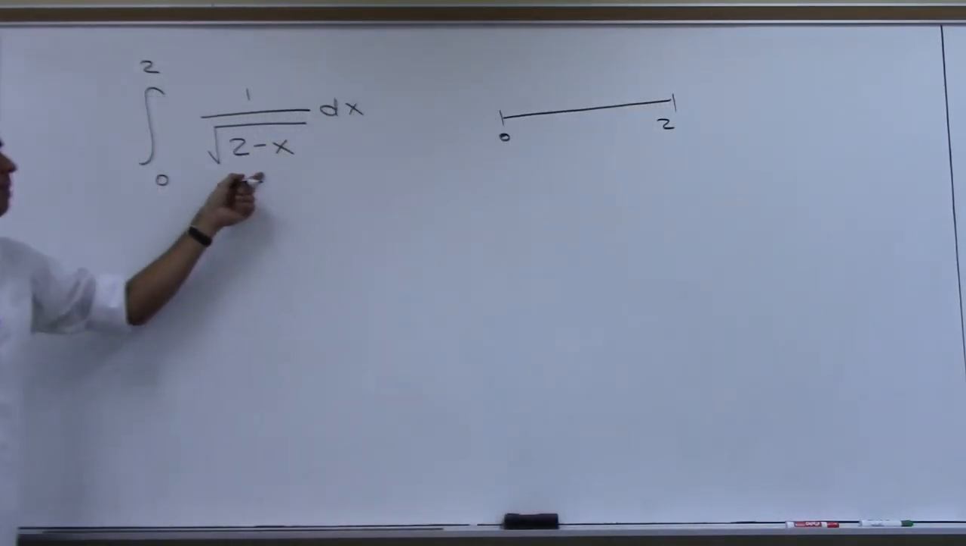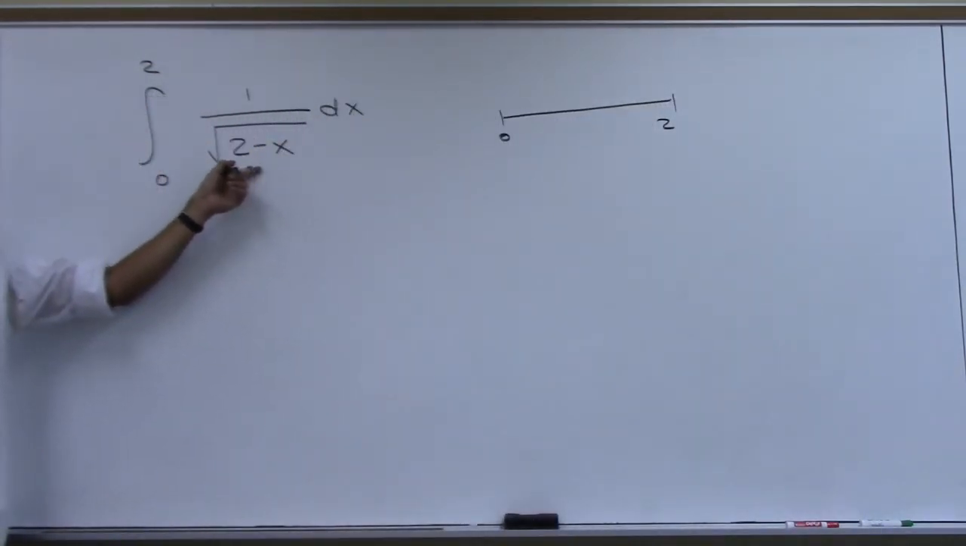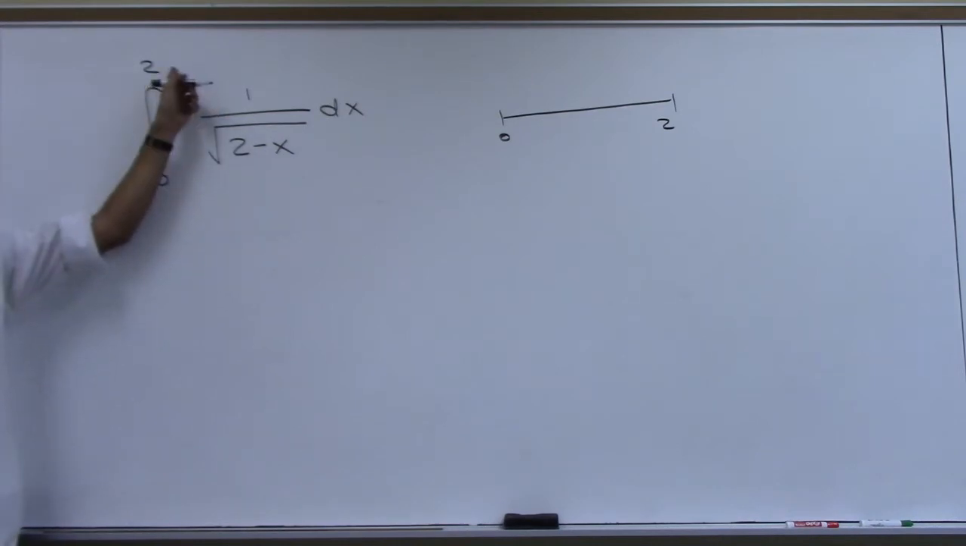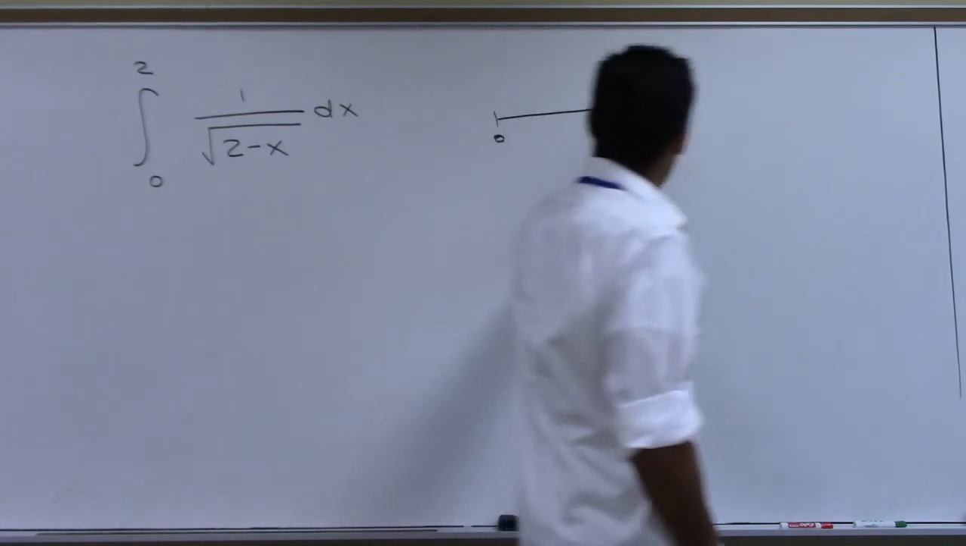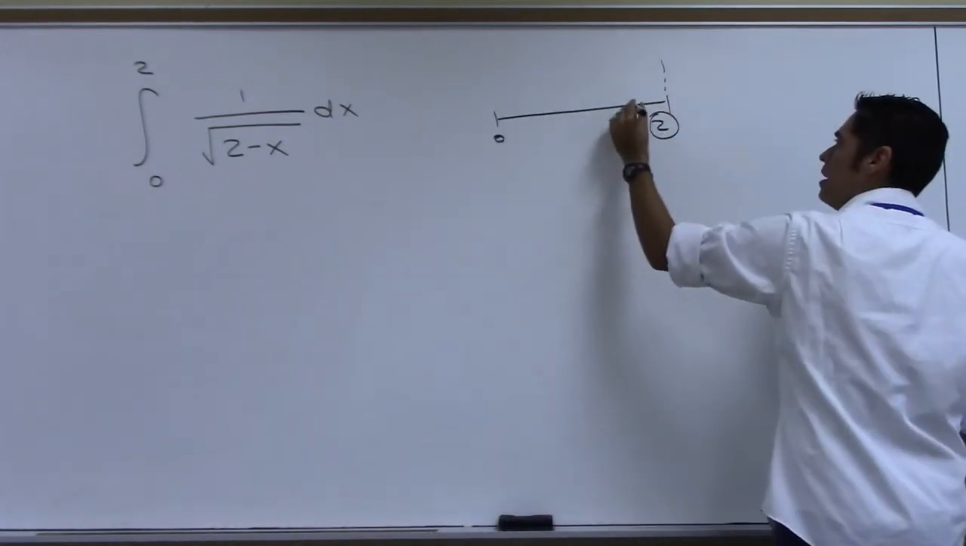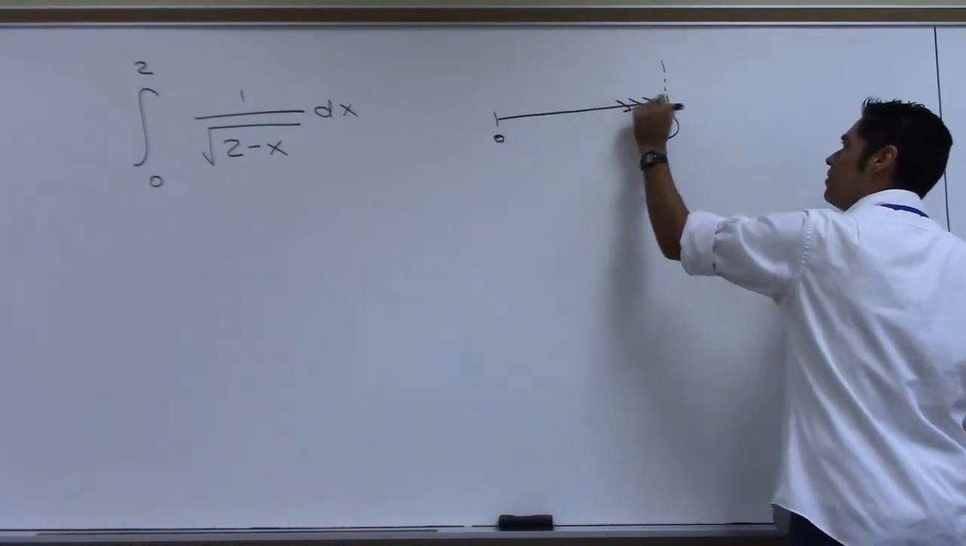The denominator will be zero if x is 2, which is one of the endpoints of our interval. So 2 is a bad place. And so I'm going to need to approach it from the left side. Agreed?